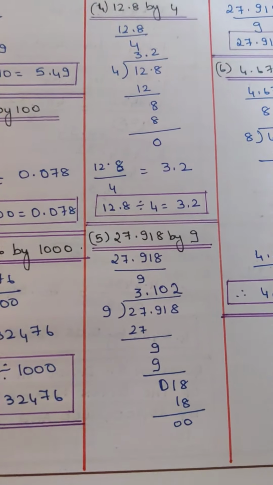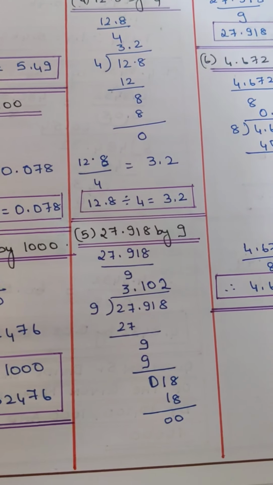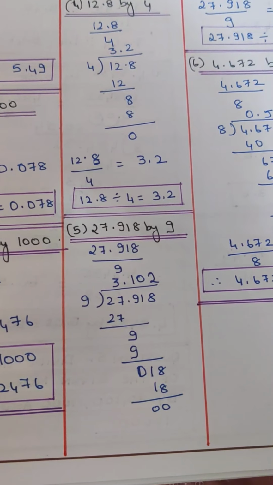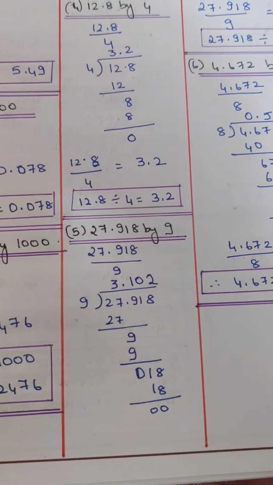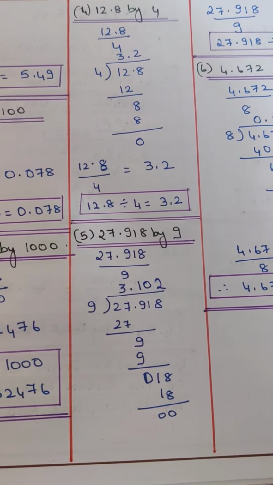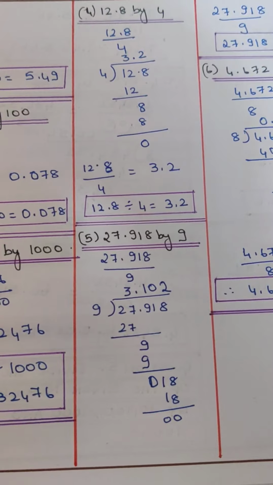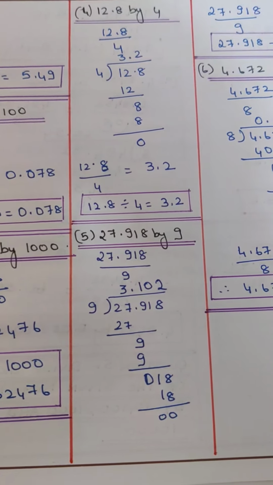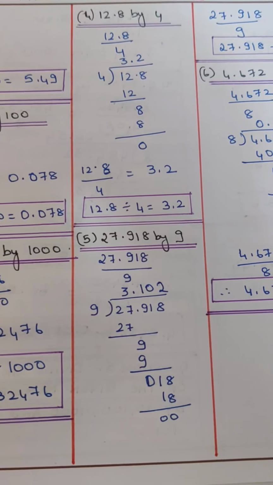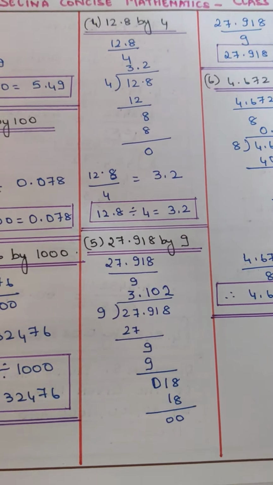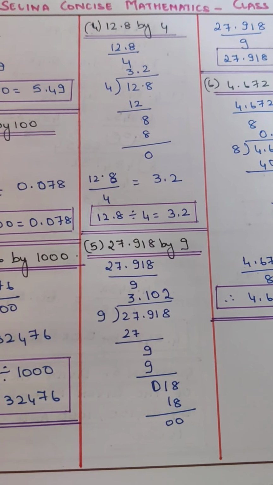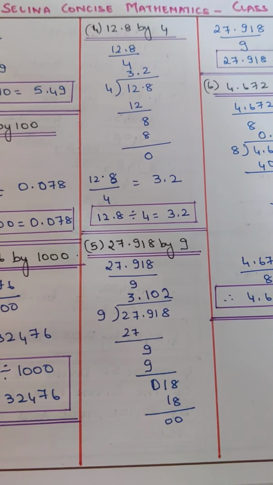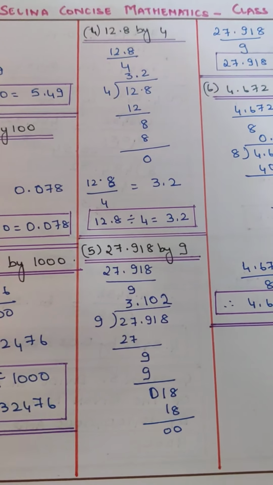Now I move to the fifth one, 27.918 by 9. So 9 3s are 27. So there's a point after 27, so you keep the point after 3 in the quotient. You get 9 down. So it becomes 9 1s are 9, and the remainder is 0. So you get 1 down again. You can't divide 1 by 9, so you put a 0 and get the 8 down. So it becomes 18. So the answer is 3.102. Just pausing for a few seconds.